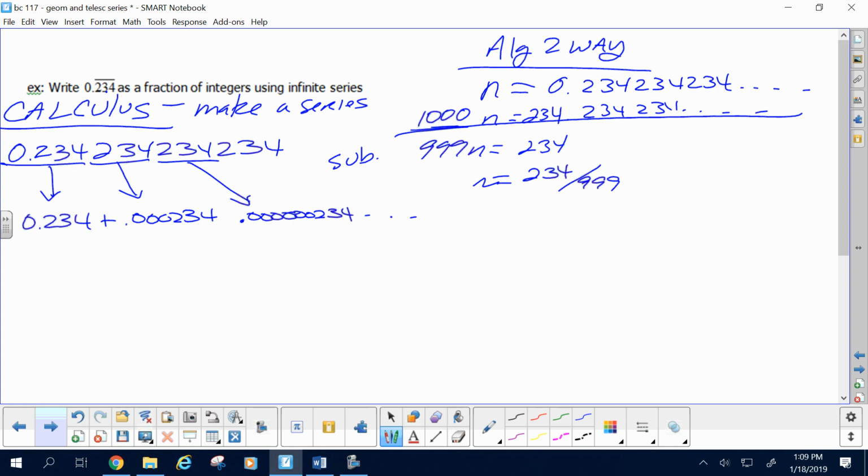Do you agree? Is this geometric? Geometric with r equals 1 over 1,000, which I normally would prefer fractions, but in this case, we'll use those. All right. Now, if it's geometric, I think you'll agree that that's definitely less than 1, so it converges. Yeah. So the formula, a1 over 1 minus r, is, what's a1?